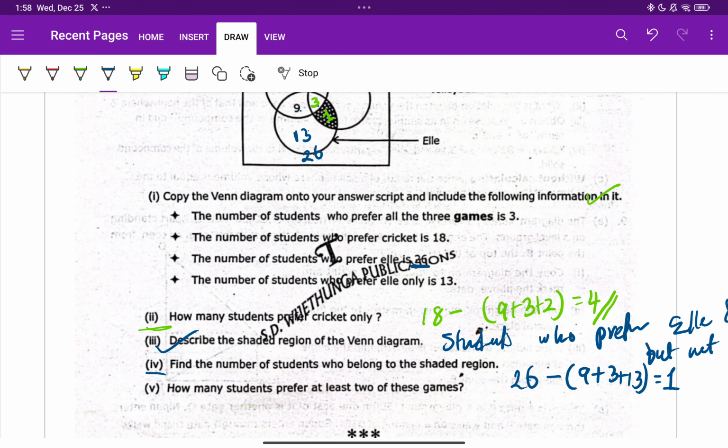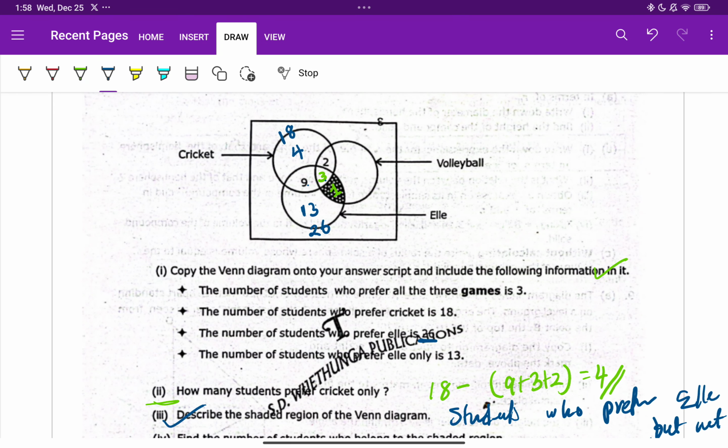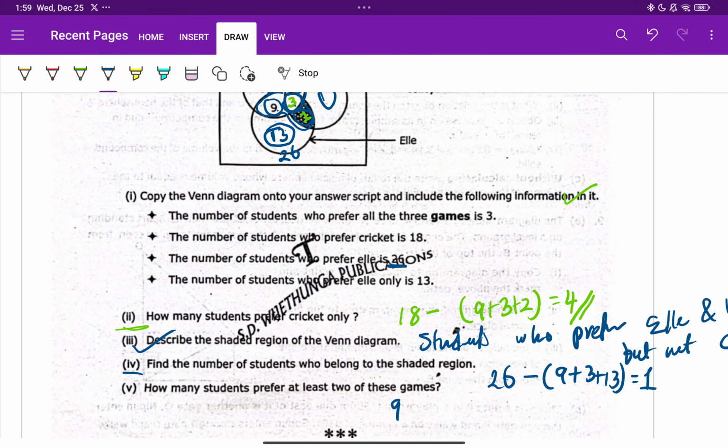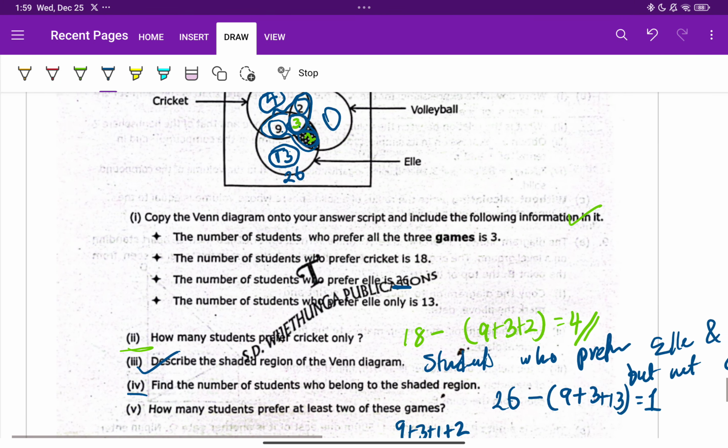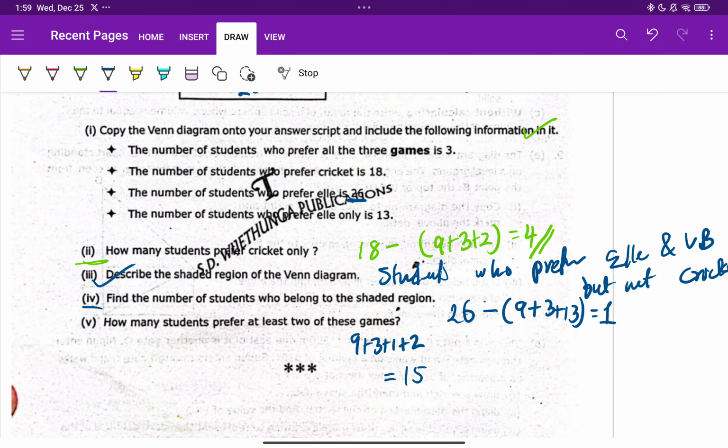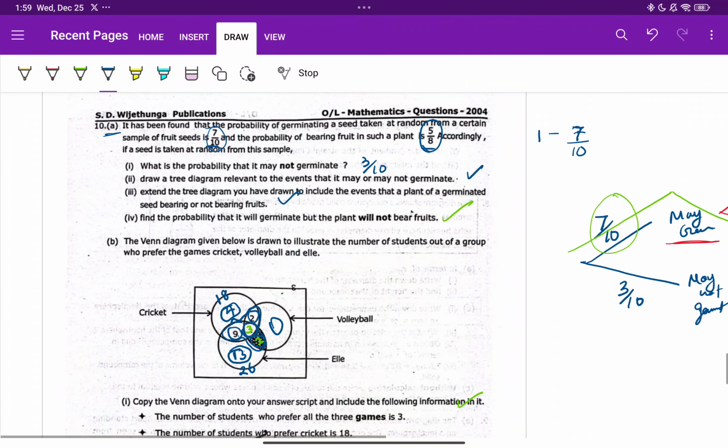And then how many students prefer at least 2 of these games? So students in this region prefer only one game, here the same and here, but in this region the students prefer 2 games, that's cricket and LA, here cricket and volleyball, and here LA and volleyball. And also in this region they prefer all 3, which means they prefer at least 2 games. So we have to take the sum of all these values. So that would be 9 plus 3 plus 1 plus 2, right? That's 15 students. And that's the end of the 10th question from 2004 O levels.